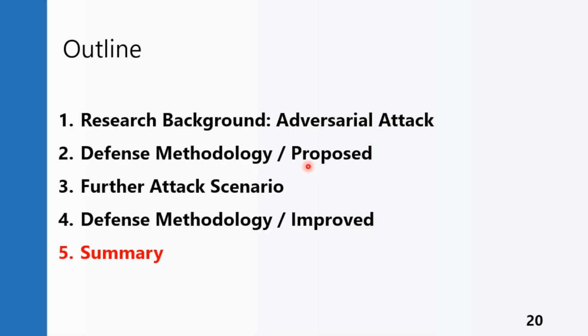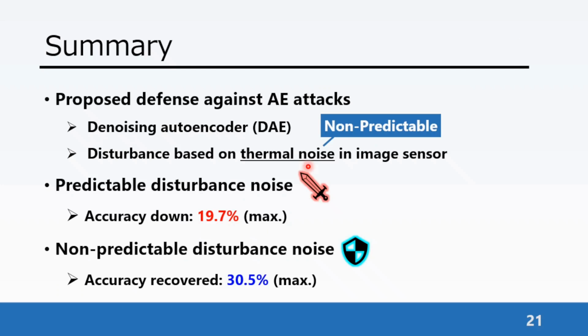Let me summarize my presentation. We have proposed a defense method against adversarial example attacks. For that, we use a DAE and disturbance noise. And the disturbance noise is based on the thermal noise in the image sensor, and it is non-predictable. According to the simulation result, adversarial example attacks succeed when the disturbance noise is predicted. However, when the non-predictable thermal noise is utilized, the accuracy was recovered by around 30%.